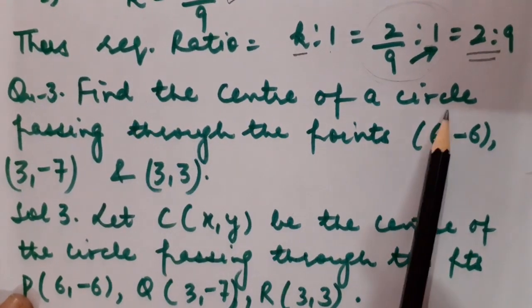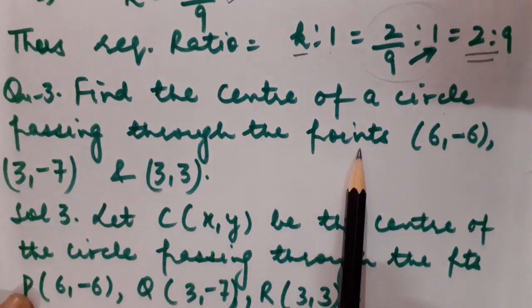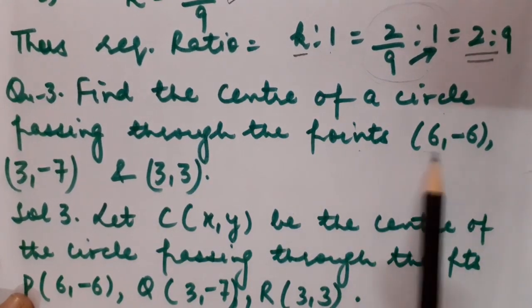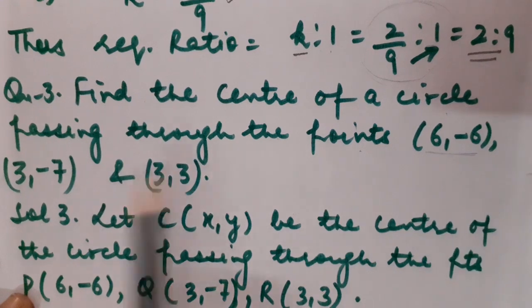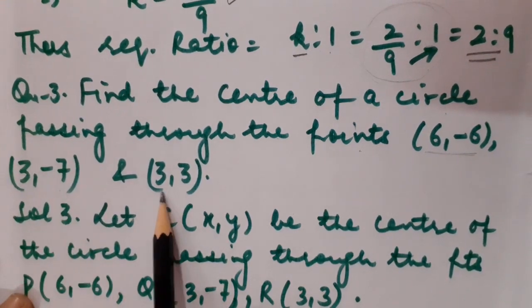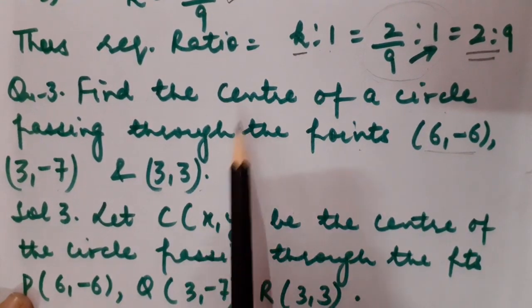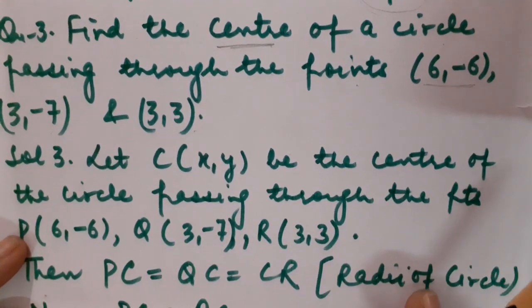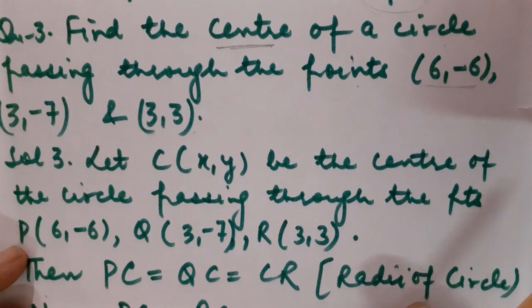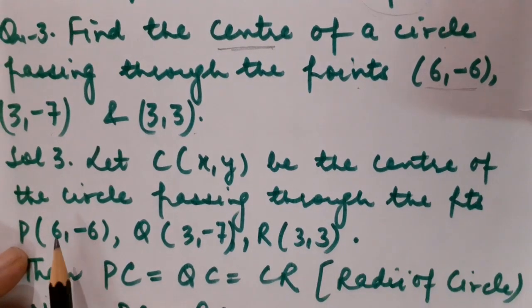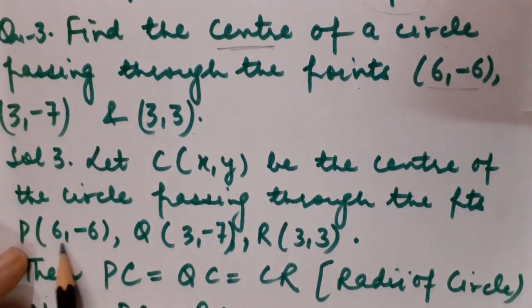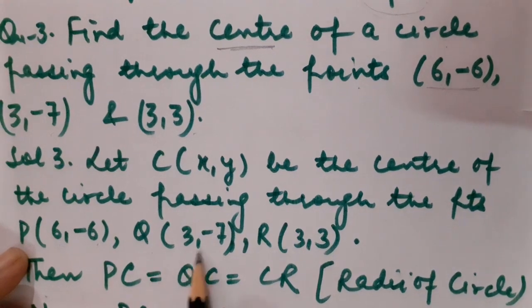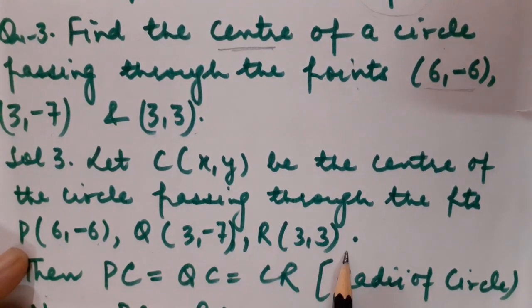Find the center of the circle passing through the points. Means that the circle is passing through these points 6, minus 6, 3, minus 7 and 3, 3. We have to just calculate the coordinates of the center point. So let's see, x comma y be the center of the circle passing through the points. I have assumed them P as 6 comma minus 6, Q 3 comma minus 7 and R 3 comma 3.